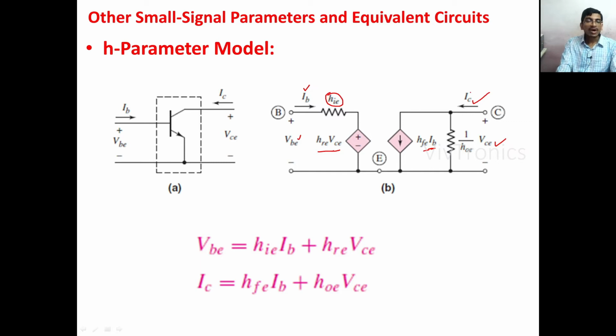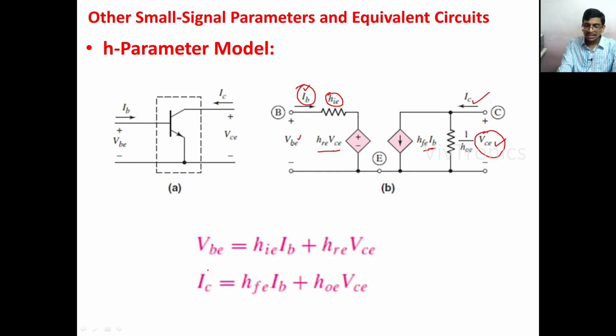As we have already seen, the input current and output voltage are the independent parameters. So here IB is an independent parameter and the output voltage VCE is also an independent parameter. Therefore, the dependent parameters are functions of the independent parameters and can be written like this: the dependent parameter VBE is equal to HIE into IB plus HRE into VCE, and similarly the dependent component IC, the output current, is equal to HFE into IB plus HOE into VCE. Like that we can write.